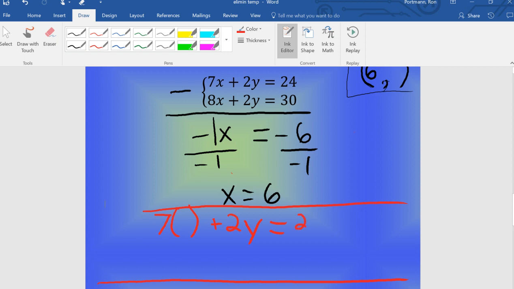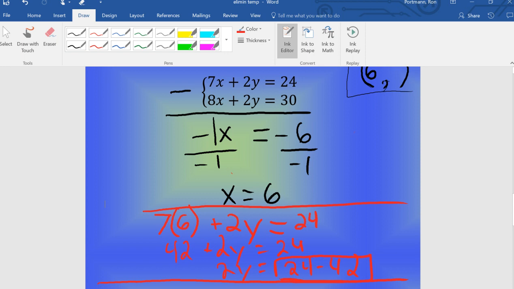I've seen a lot of kids making the mistake of not writing the equation down exactly as it's written and getting the wrong answer. So we've got 7 times 6 plus 2y equals 24. And that's 42 plus 2y equals 24. All right, and now we're going to do their boxes here. This is 24 minus 42. And this gives us 2y.